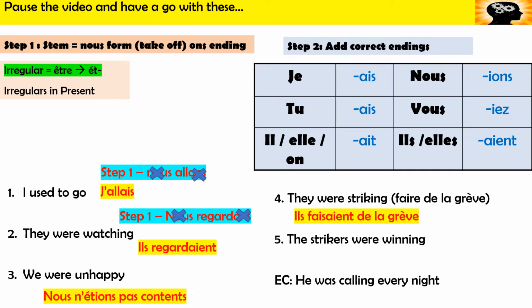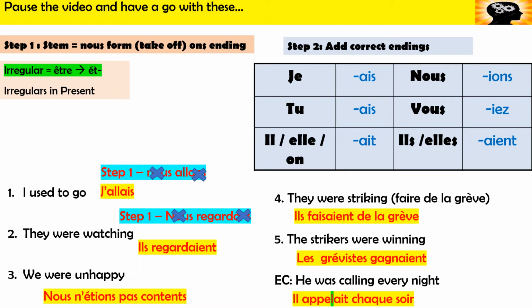The strikers were winning. Gagner changes to nous gagnons, changes to ils gagnaient, or les grévistes gagnaient. Voilà. And then, he was calling every night. I put this as an extra challenge because the verb to call is appeler, and it changes its spelling in the nous form. It goes down from 2 L's to 1. So it should be il appelait chaque soir.